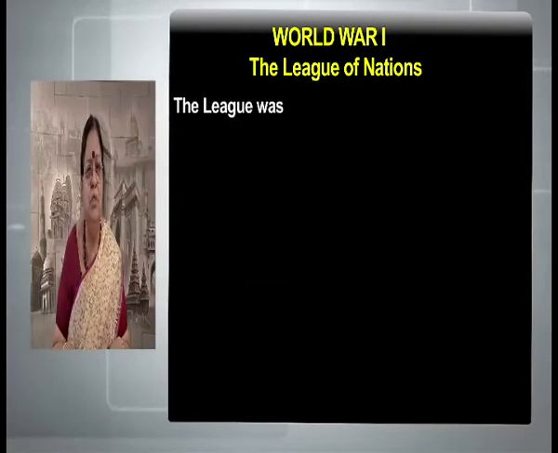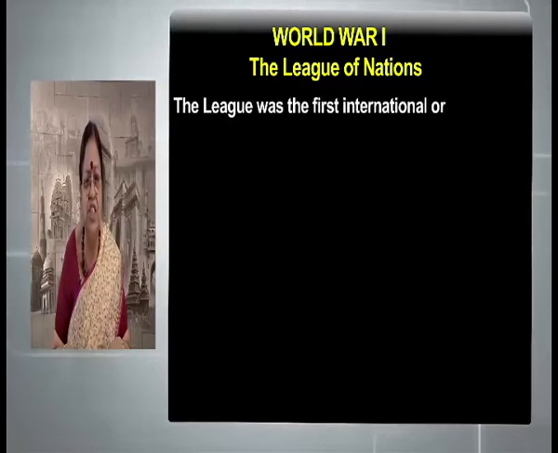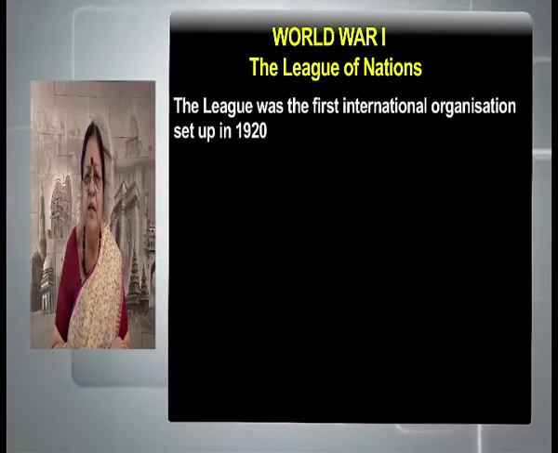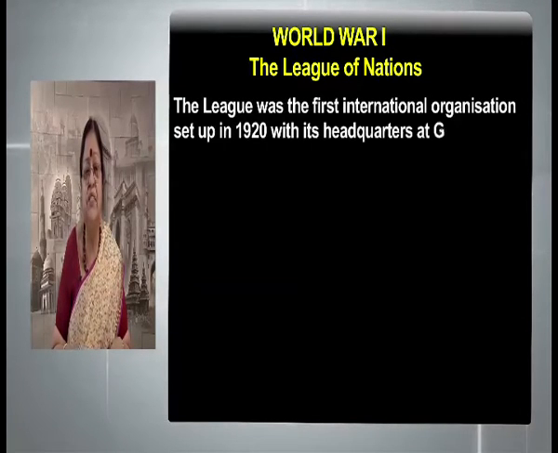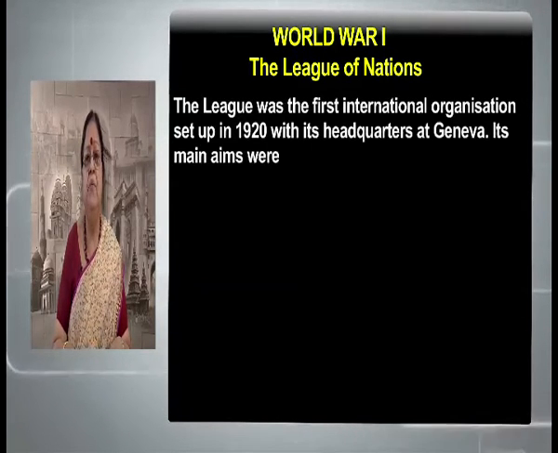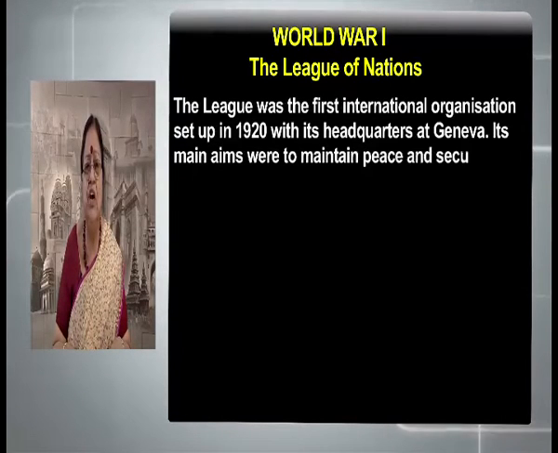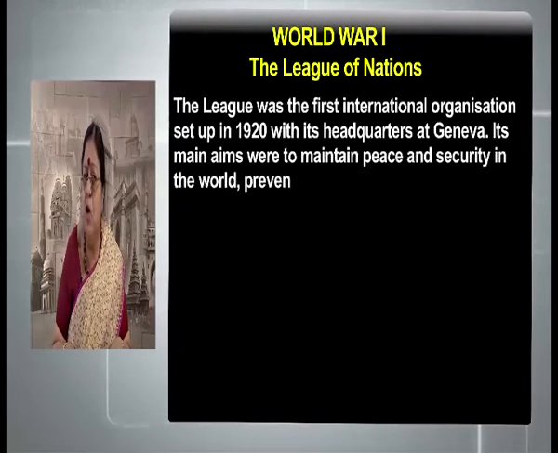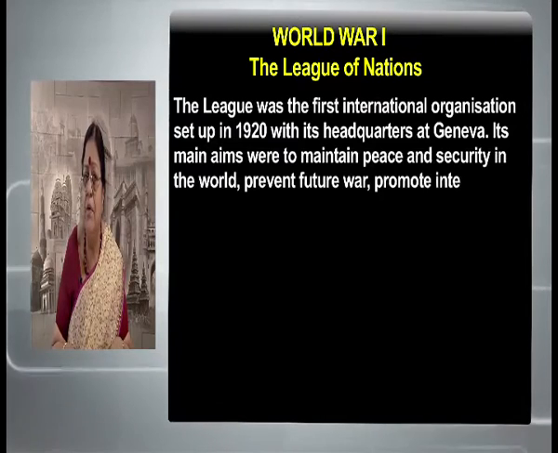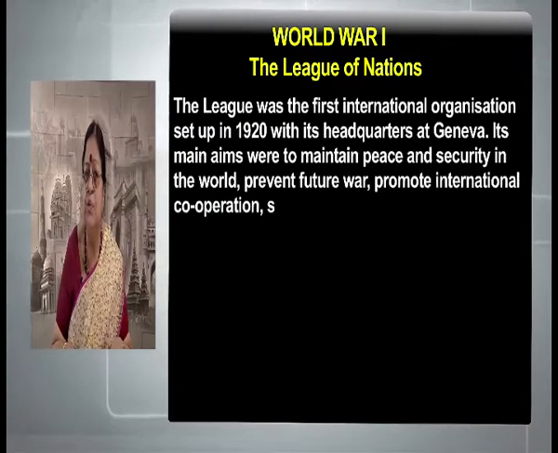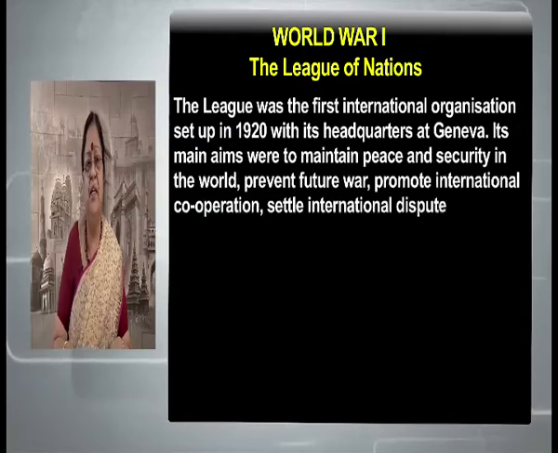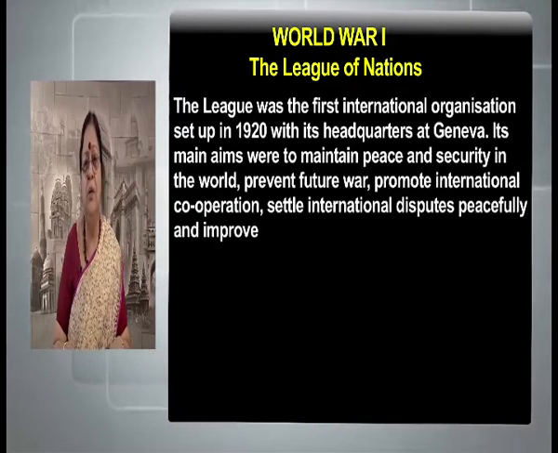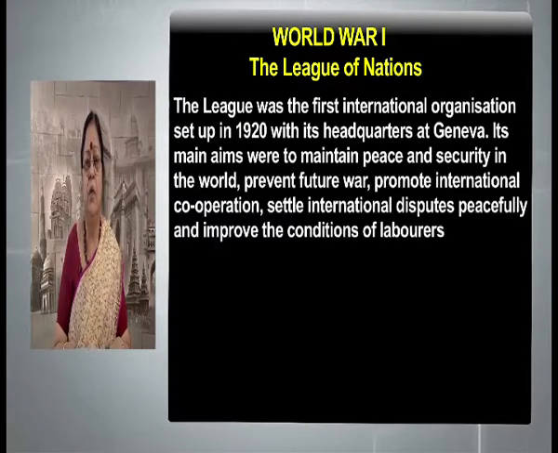The League was the first international organization set up in 1920 with its headquarters at Geneva. Its main aim was to maintain peace and security in the world, prevent future wars, promote international cooperation, settle international disputes peacefully and improve the conditions of laborers in member countries.